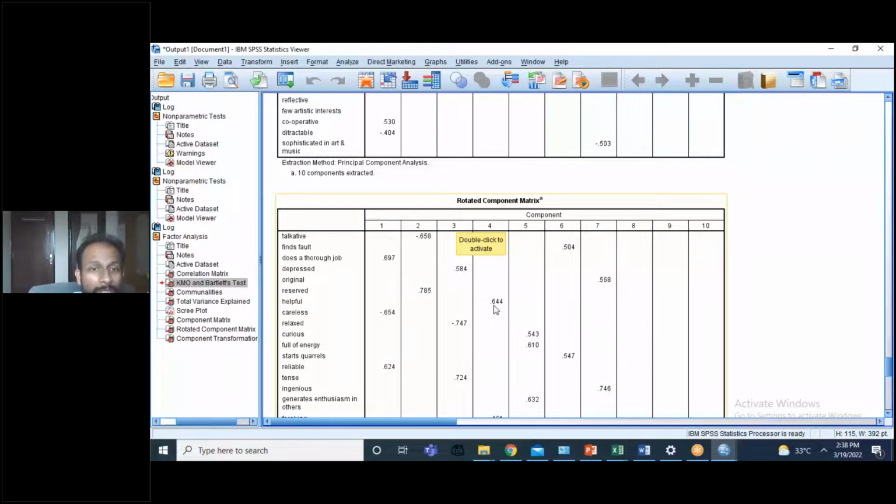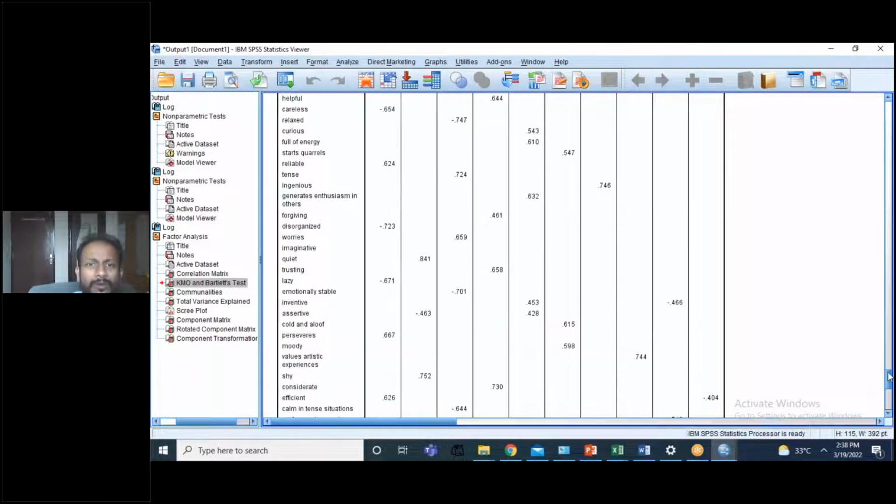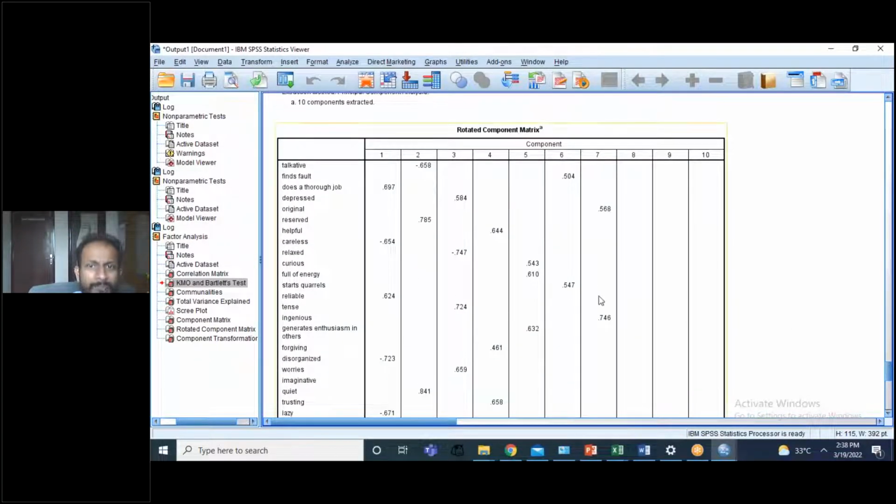Component 4 talks about helpfulness, where the loading is very high. Then forgiving, next, 0.461, not much loading. Look out for trusting, right? So basically, he is a forgiving, helpful person who has compassion towards other people. And then look at this loading: full of energy, curious, generates enthusiasm. That means he is an energetic person.